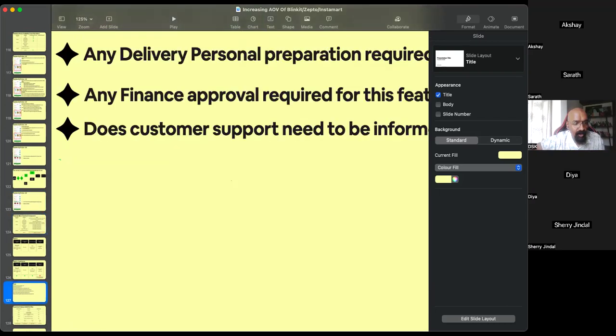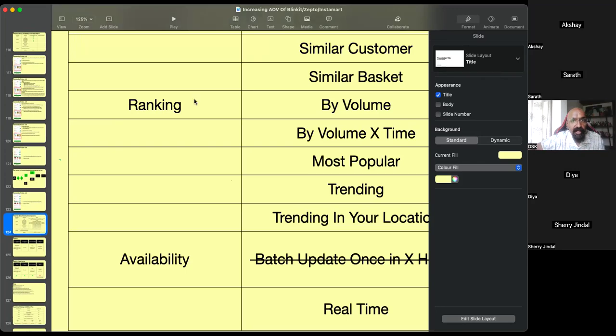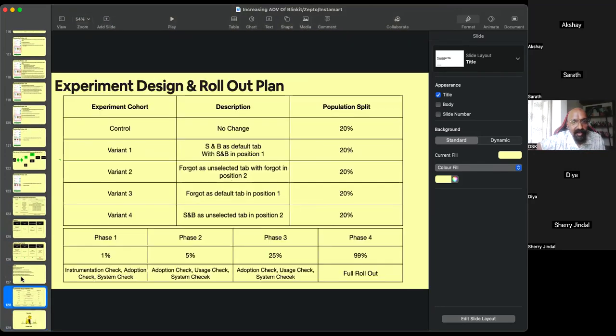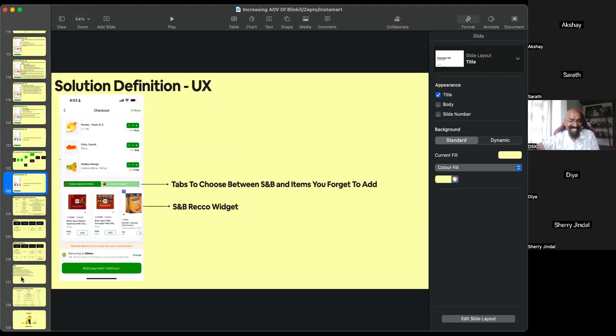Wait, let's go to what variant 2 is. The same case is for variant 3 and variant 4. Forgot as unselected with forgot. Great observation. I missed this out. Okay. So yeah, you're absolutely right.